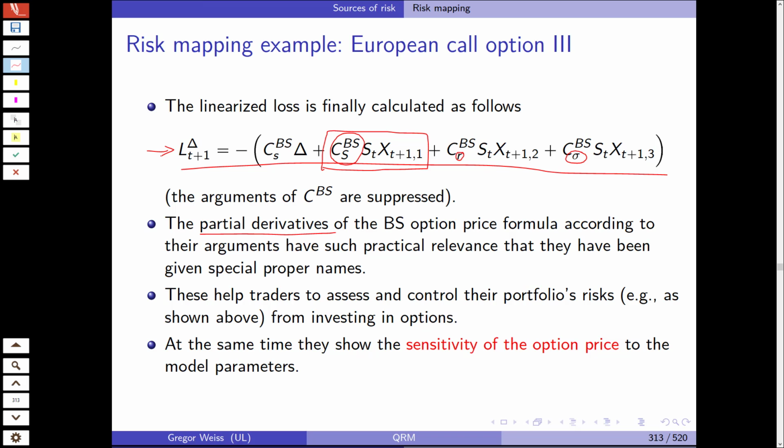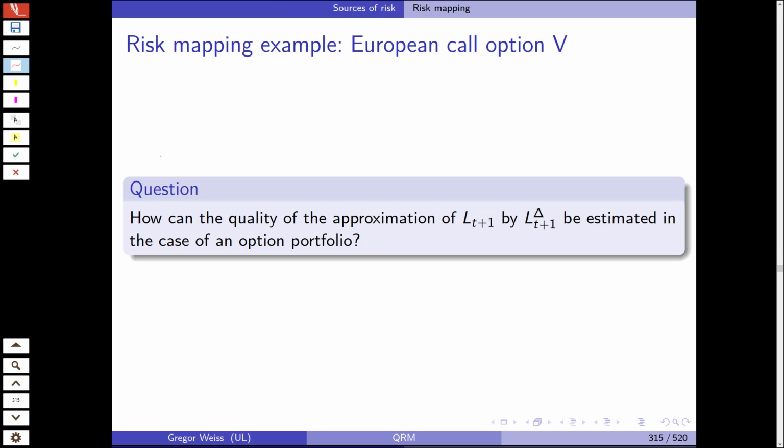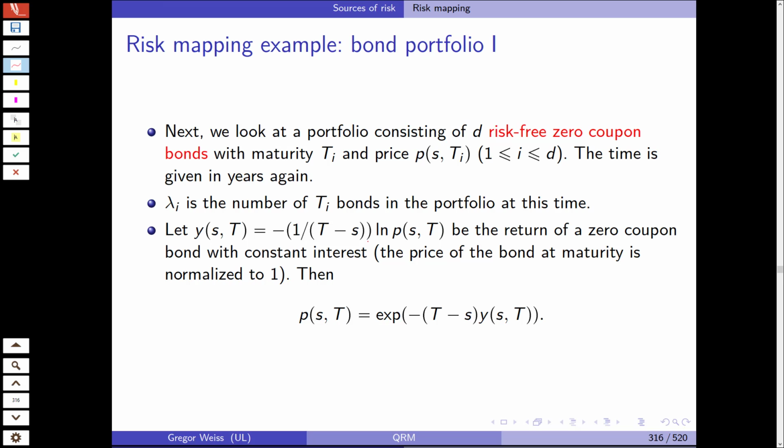So yes, you can do this, and it is possible theoretically, of course, but the problem is that in the case of an option portfolio, these are non-linear instruments, so the approximation will not be very good. At least not as good as in the case of the stock portfolio or as in the next example. And this is the third and last example here, the bond portfolio.